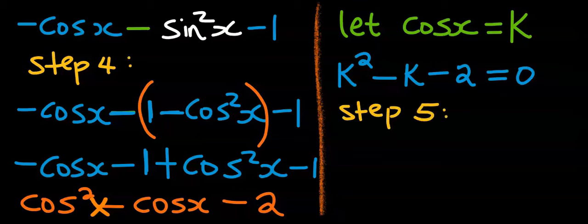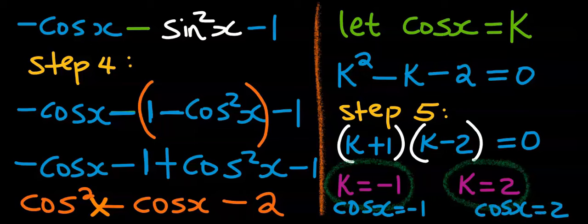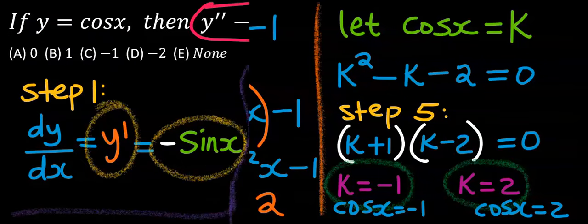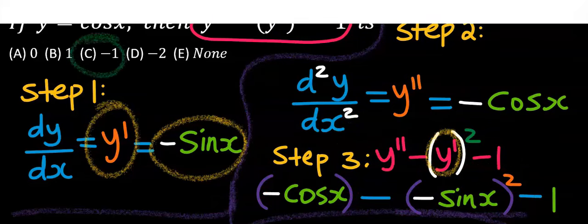Step number 5. By the factorization method of quadratic equation, we got k is equal to minus 1 and k is equal to 2, which is the same as saying cos x is equal to minus 1 or cos x is equal to 2. We got minus 1 and 2, and from the options we got C, which is minus 1.